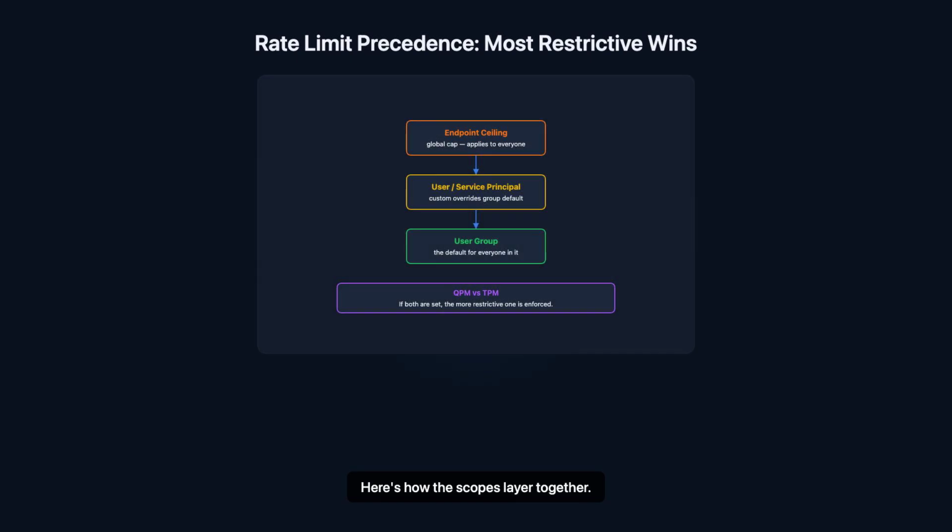Here's how the scopes layer together. At the top is the endpoint ceiling, a global cap that applies to everyone regardless of identity. Below that, an individual user or service principal limit overrides whatever the group default would have been, and the group limit is the default that applies when no individual rule fires. Think of it like a nightclub. The fire marshal capacity for the whole building is the endpoint ceiling. Nobody else gets in once you hit it. The bouncer's clipboard is the user-level rule, and your individual quota always wins over the group default.